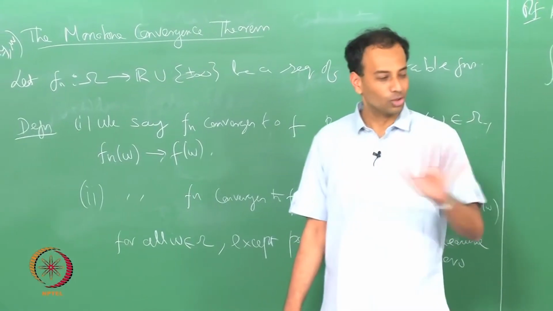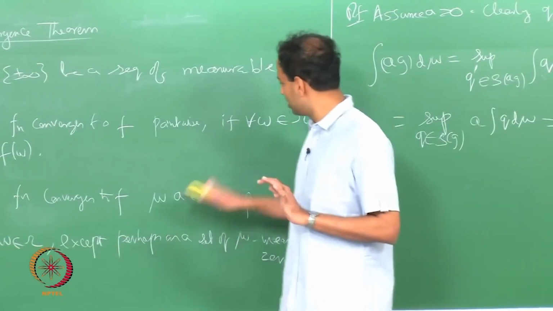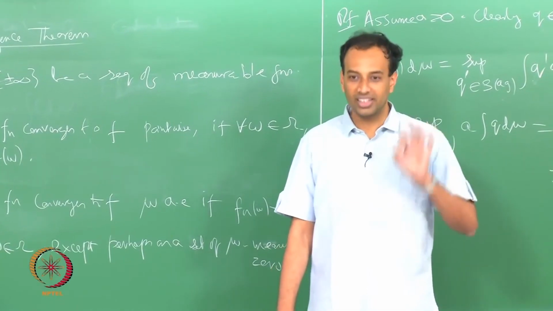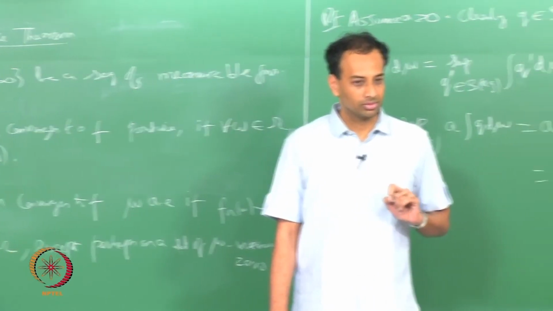The answer is no, generally that is not true. Even if you have convergence of f n for every omega in omega, it is not true that the limit of integral f n d mu is equal to integral f d mu.